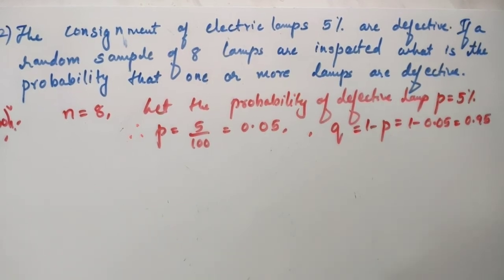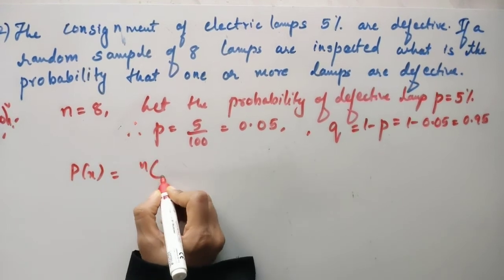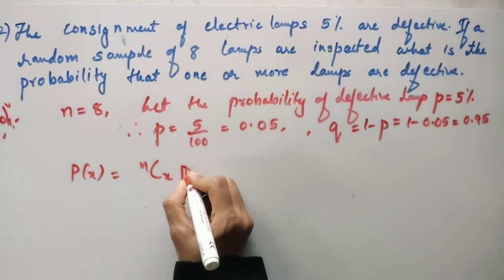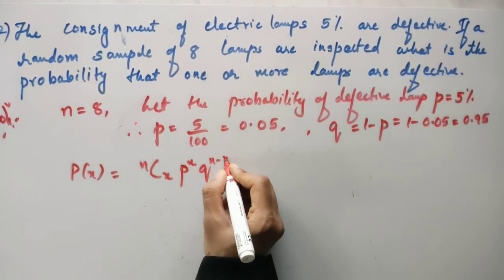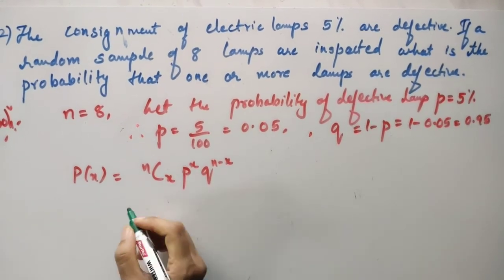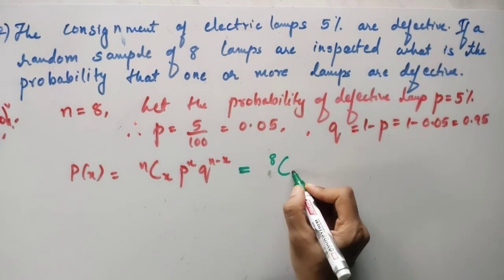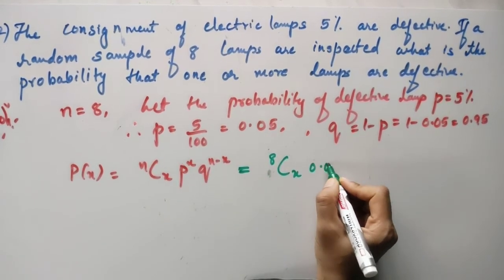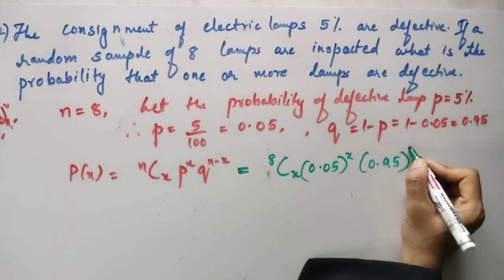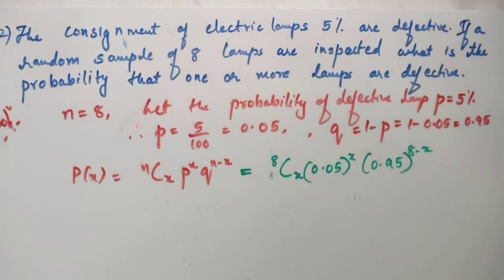Now we'll construct the P of x for this particular problem with these values. P of x, for it is the binomial distribution once again, because n is equal to 8. So nCx p raised to x, q raised to n minus x. So let us substitute all the values here. So what do you get? You get nCx, n is 8, 8Cx, p is 0.05 raised to x, q is 0.95 raised to 8 minus x. So this is the probability function for this problem.